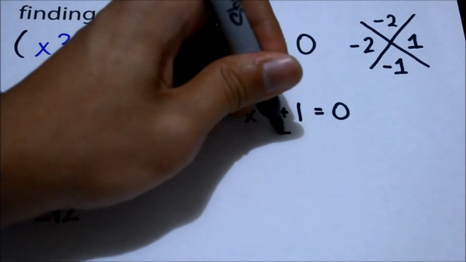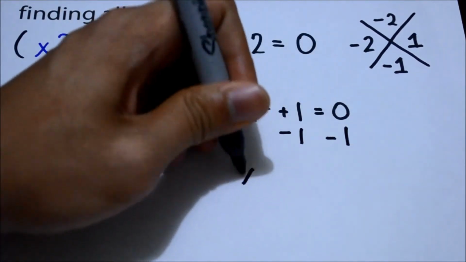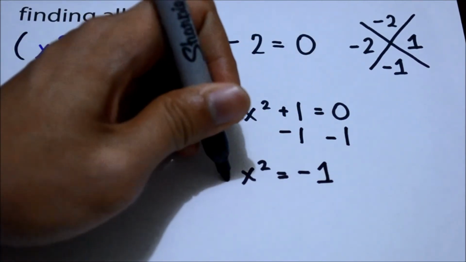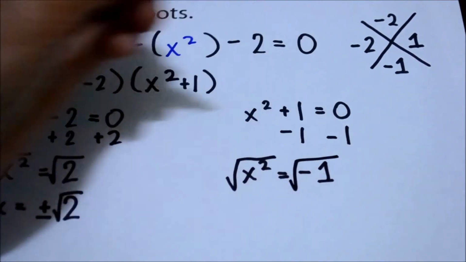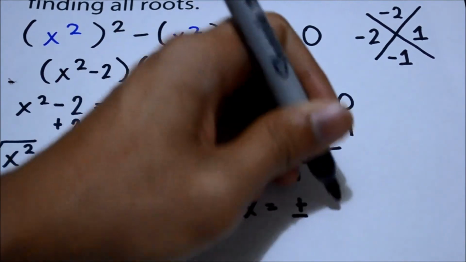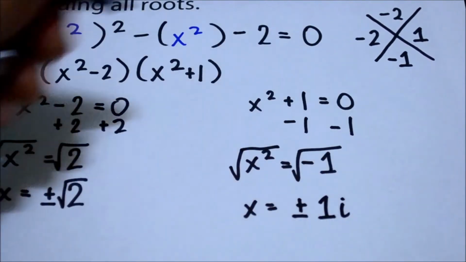Then minus 1 on both sides, it will become x squared equals negative 1. Then apply square root on both sides. It will become x equals plus or minus 1i.